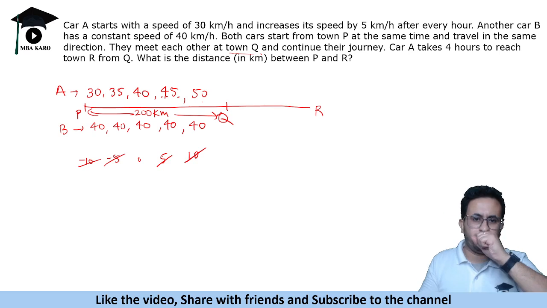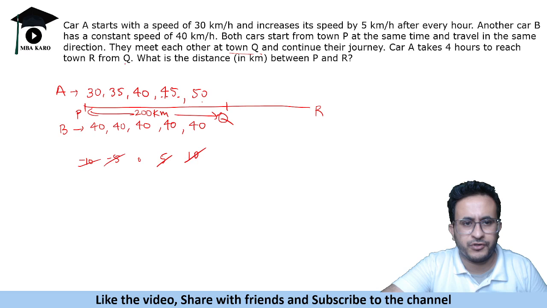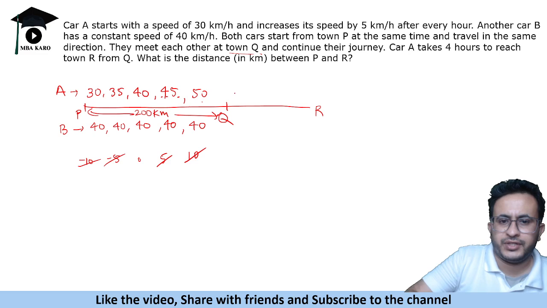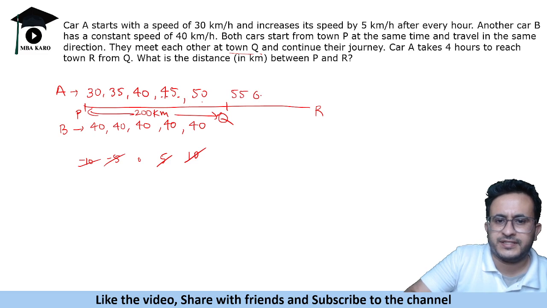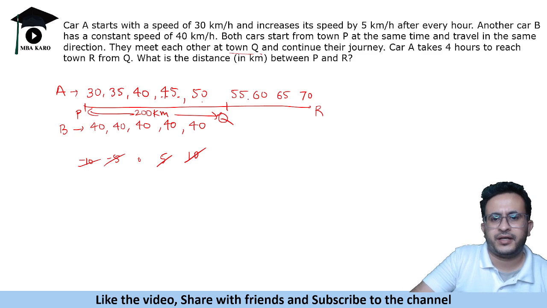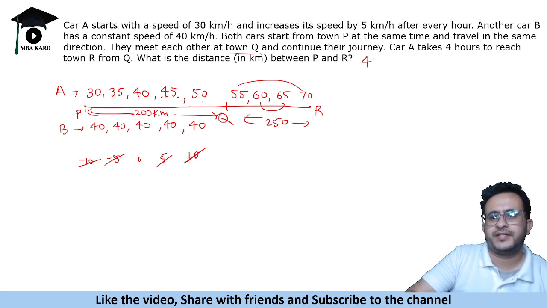Okay, now it says that car A takes 4 hours to reach R from Q. So now we do not have to take 4 hours for B, but we will have to take 4 hours for A. So the distances are 55, 60, 65 and 70. Okay, so we need to find the distance between P and R. 125, 125, that is 250. So 200 plus 250, the distance is 450 kilometer.